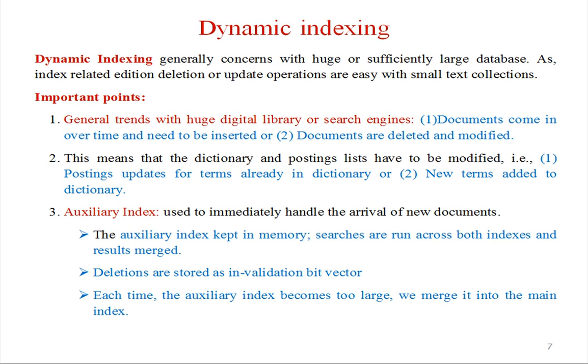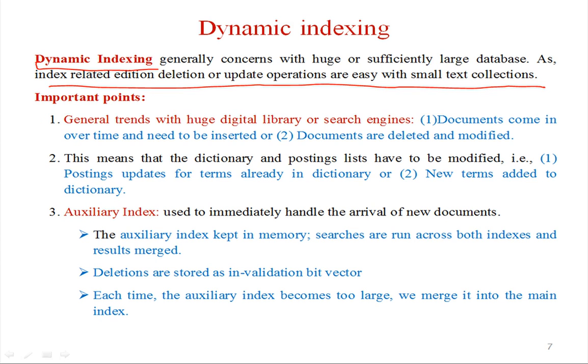This is a good solution if the number of changes over time is small, the delay in making new documents searchable is acceptable, and if enough resources are available to construct a new index while the old one is still available for query. So dynamic indexing generally concerns a huge, sufficiently large database, as index-related addition, deletion, or update operations are easy with small text collections.